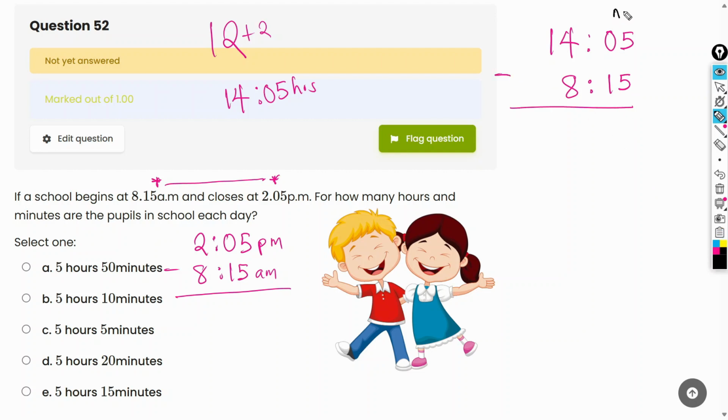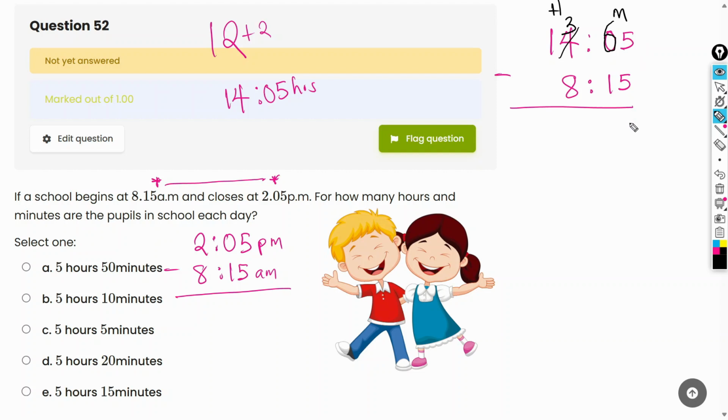This is our minutes place, this is our hours place. So this is 5 minutes minus 15 minutes. That obviously wouldn't work. So we borrow 1 from here, we're left with 3. Now, when we borrow 1 hour and carry it over to the minutes place, it changes from 1 hour to 60 minutes. So 60 minutes plus 5 minutes that we already have here, that's 65 minutes. Now we can subtract 65 minus 15.